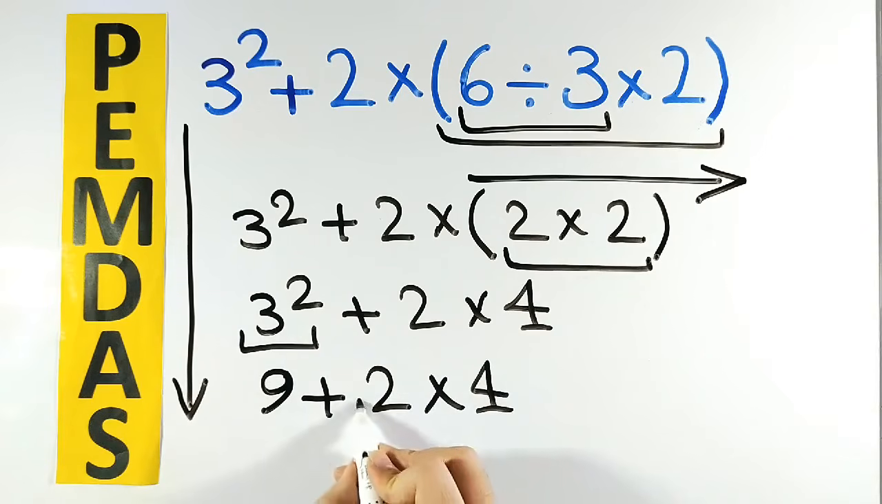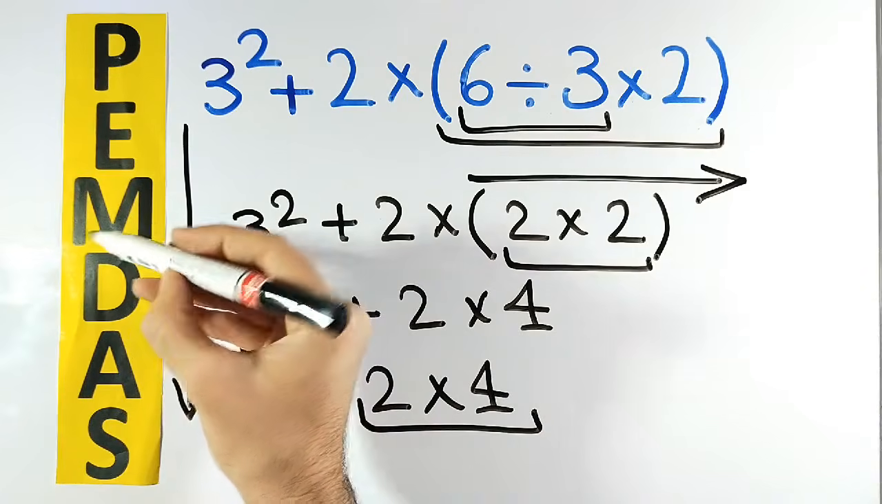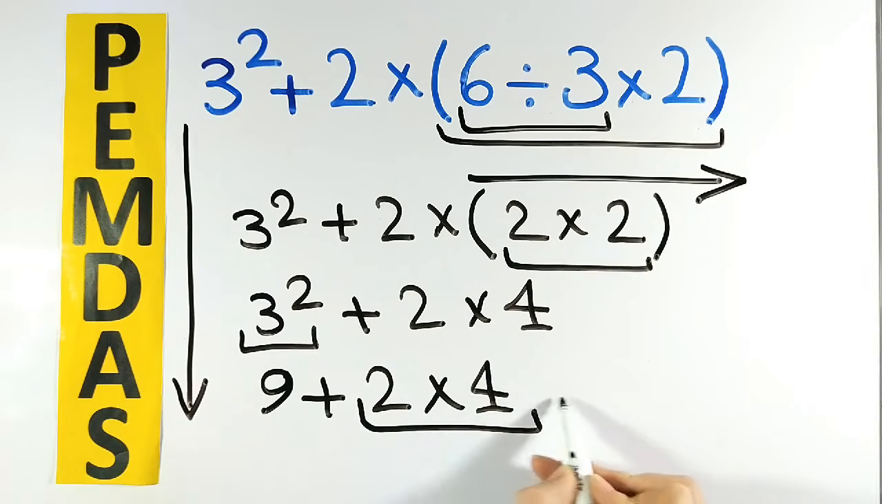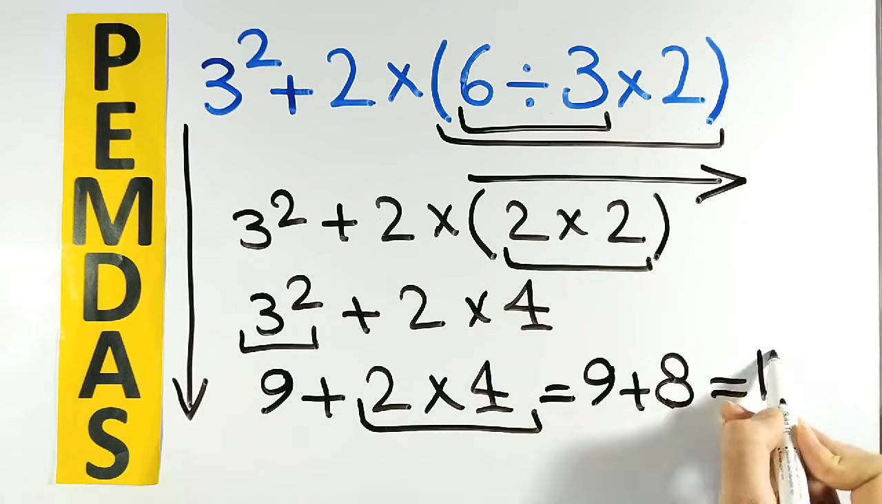In the final step, we go for the multiplication between 2 and 4, because multiplication has a higher priority than addition. So we rewrite this expression as 9 plus 8, which finally gives us the answer 17.